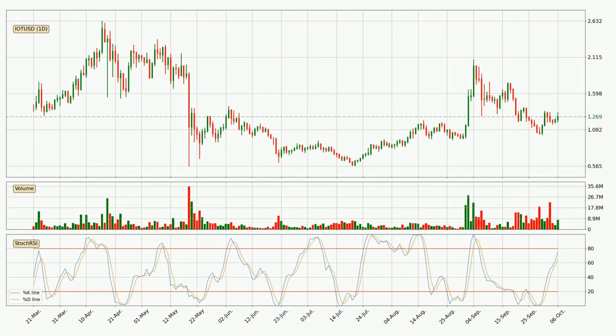Moving to the daily Stochastic RSI, there are no signs of the Stochastic RSI being oversold or overbought at this time, but because the %K line is over the %D line, we can deduce that the trend is currently on the up.